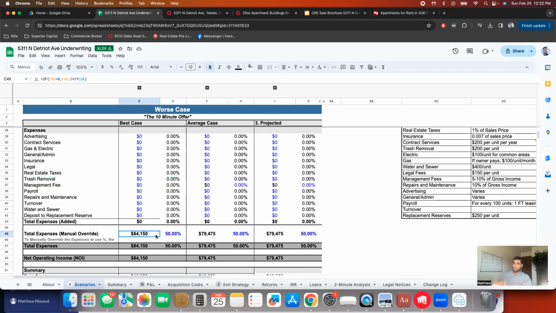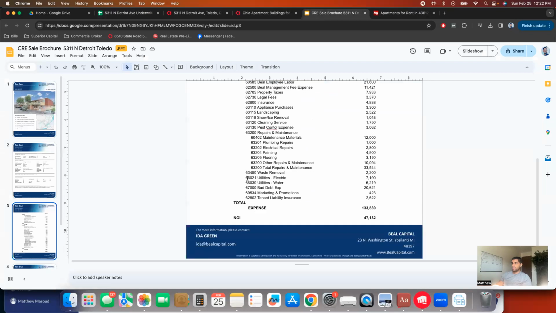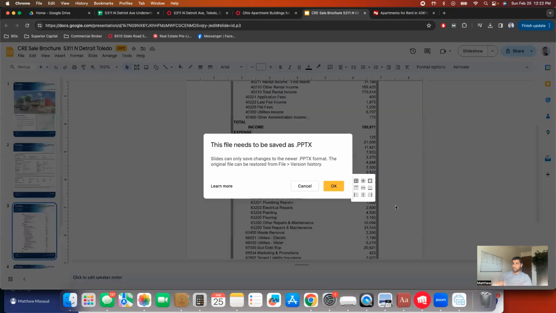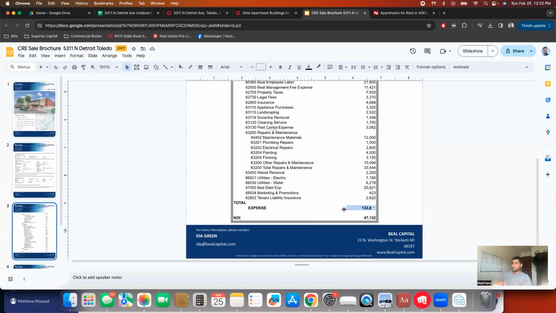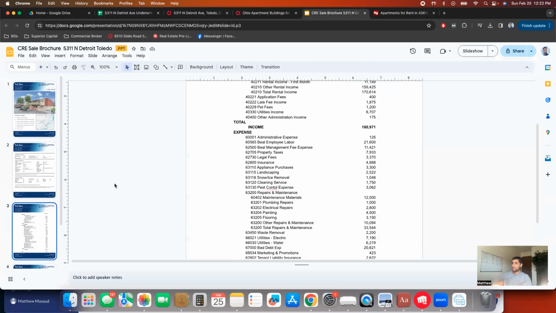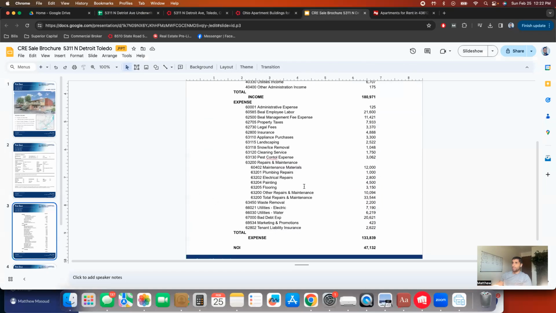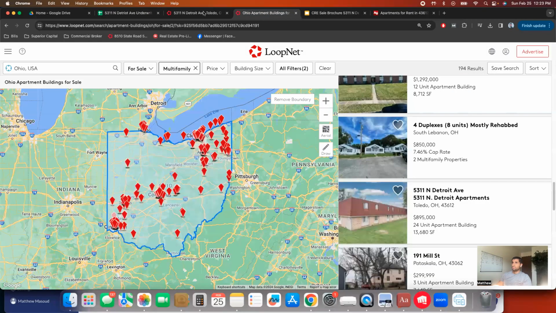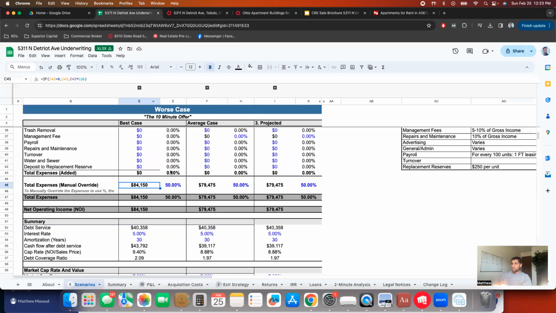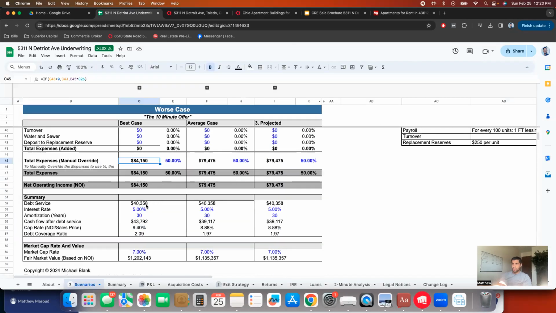So I'm anticipating spending 84,000 on expenses when they spent 133,000 on expenses. So before I make my offer, I'm going to deep dive all these line items and see what's going on here and why they're spending so much money on repairs and maintenance. Okay. So first, I'm just doing a quick rule of thumb, seeing how everything's going.